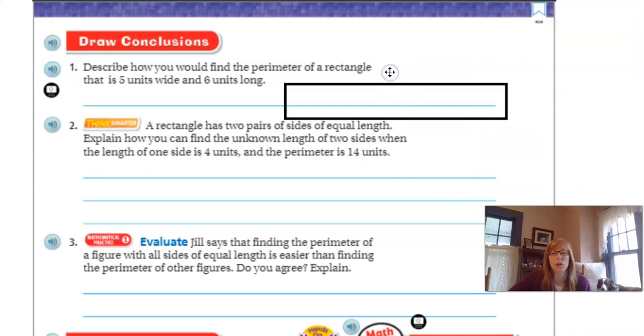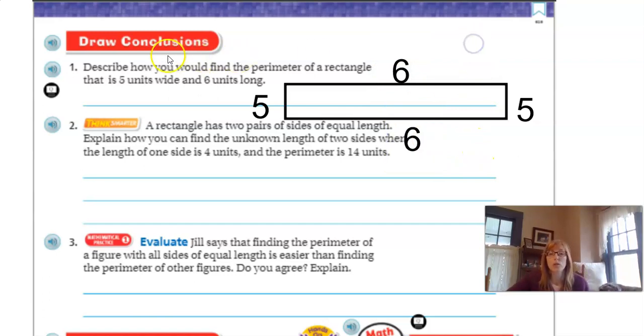All right, so it says that we are going to have one side that is 5 units. So the shorter side is going to be 5, right? And we know that rectangles have 4 sides. And so 2 sides are going to be the same, and then the other 2 sides are going to be the same. So we put the shorter sides at 5, and then we're going to put the other sides as 6.